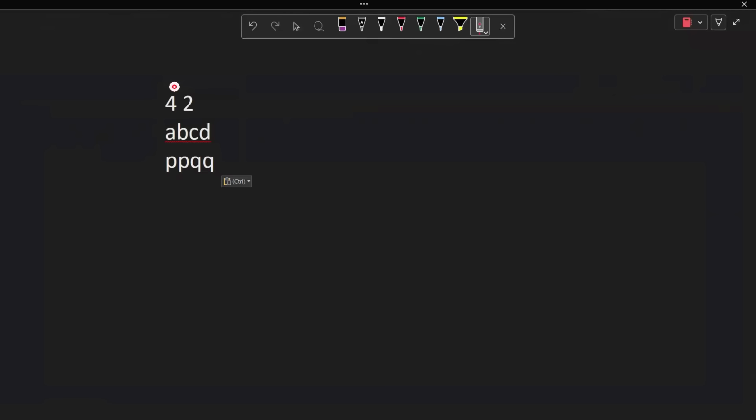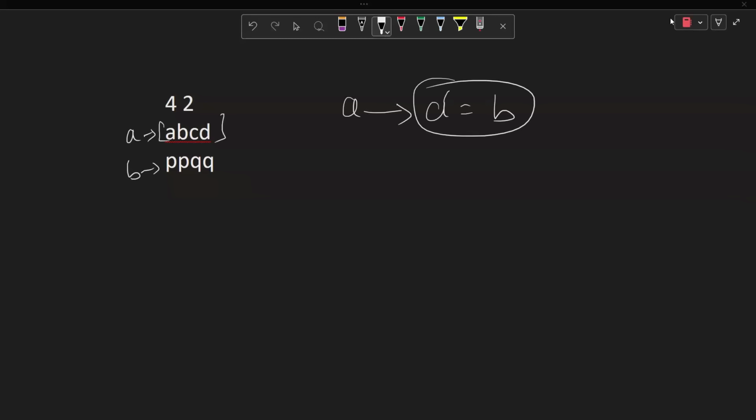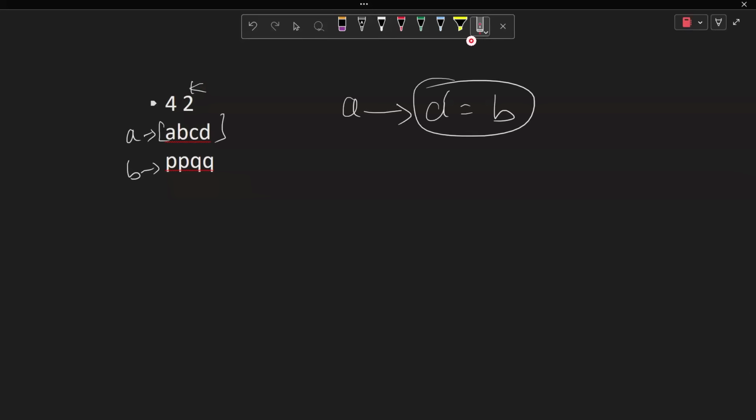Okay, you are given these two strings. This is string A, this is string B. Now you need to transform this A such that after transformation, A becomes equal to B. What transformations you can do is basically replace any substring of length 2. This k is given as 2. It means you can pick any substring of length exactly 2 and replace all the characters in that substring by any character of your choice.